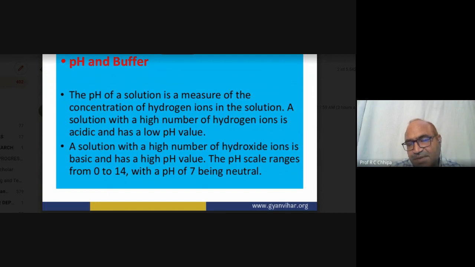The same thing is there, but this is the pOH. The negative logarithm of the hydrogen ion concentration is the pH. And what about the pOH? That is the negative logarithm of the hydroxide ion concentration. So in this particular case, a solution with a high number of hydroxide ions is basic and has a high pH value. The pH scale ranges from 0 to 14, and a pH value of 7 remains neutral.